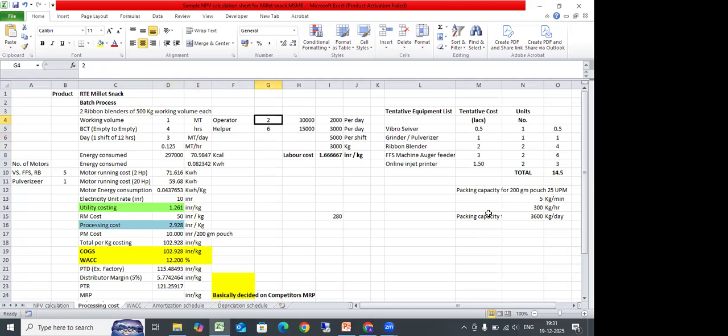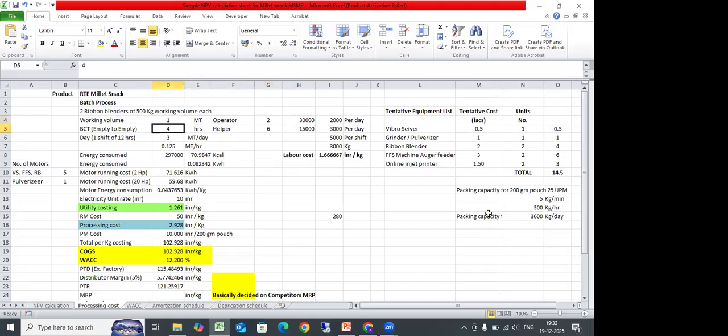For this, since there are two ribbon blenders, please stop me wherever you are not understanding. Don't go ahead, stop me there itself, because all of this is related to the calculations. Okay? Sir, where did this 3 come from?